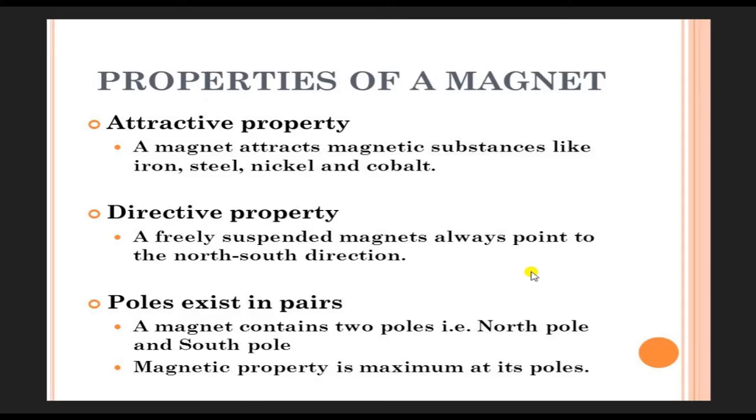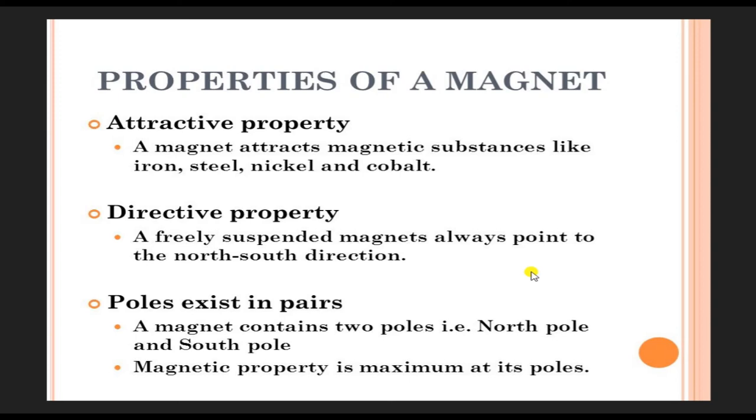The next property is that poles exist in pairs. What is that pole? The north seeking pole, that means the end of the magnet, is called the north pole. This is basically dependent on the directive property. As I have told you, the freely suspended magnet will always be resting or pointing towards the north and south direction accordingly. The north seeking pole is called the north pole, and the south seeking pole is called the south pole. So each magnet has both poles and they always occur in pairs.